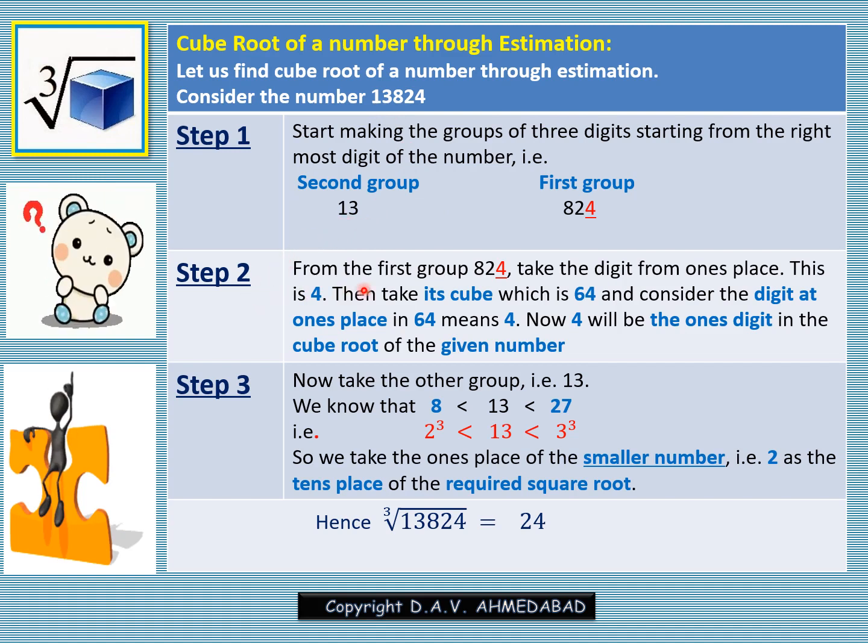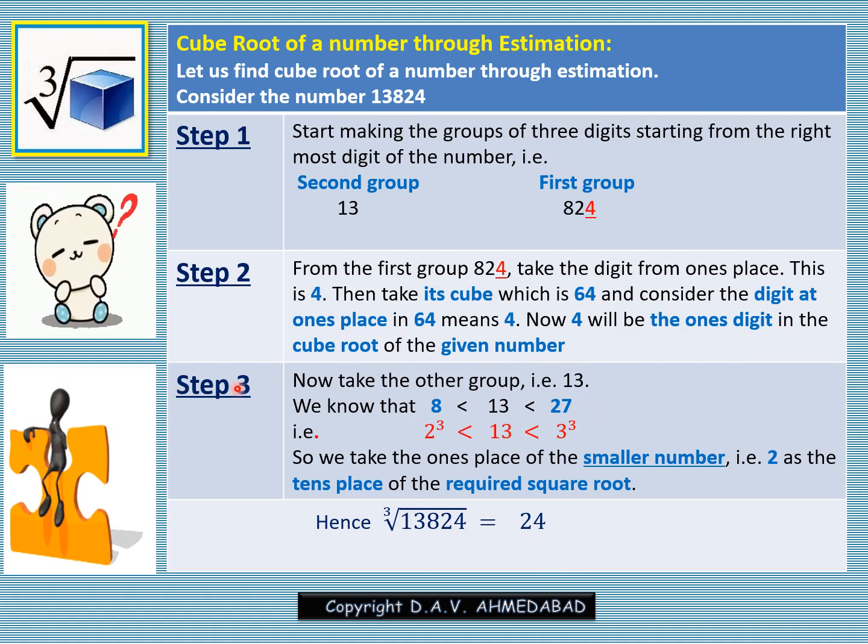Step 2, from the first group, means 824, take the digit from one's place. This is 4 here, right? So then take its cube. Now 4 cube is 64 and the digit at one's place of 64 is 4. Now 4 will be the digit at one's place in the cube root of the given number, right?